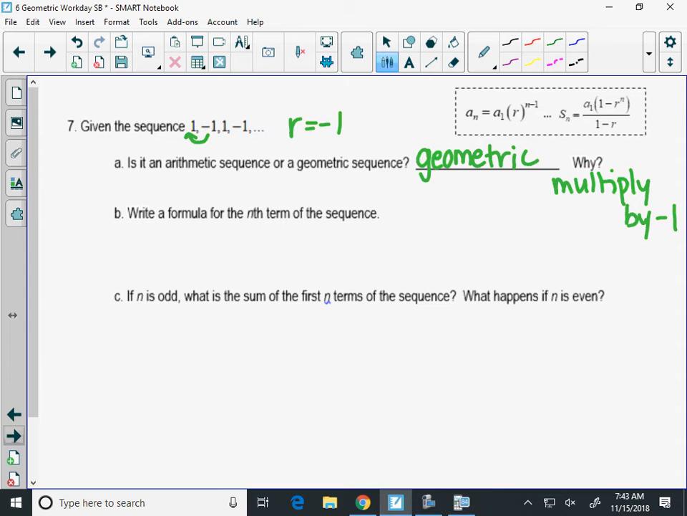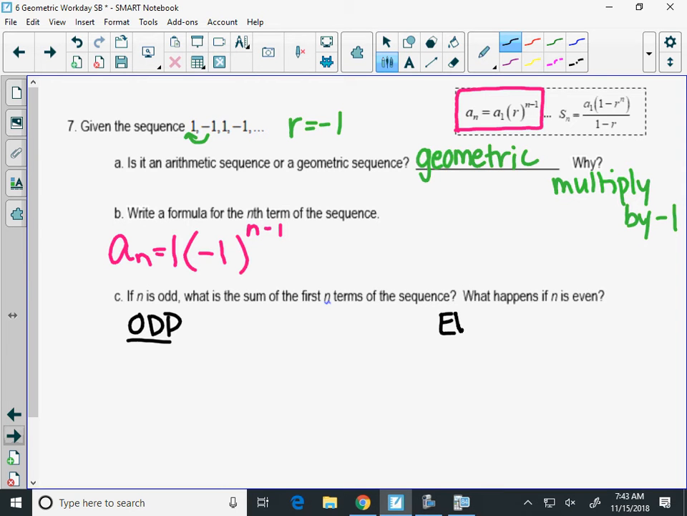So now that I know my common ratio, I can write an equation for the nth term. And if I'm finding the nth term, or just an equation for the sequence, I use the a sub n formula. Well, my a sub n formula starts with the first term, which here is 1, times the common ratio that I found of -1 to the n minus 1 power. Now it asks us some different questions this time. It says if n, the term number that you're finding, is odd, what's the sum of the first n terms? And then it says what happens if n is even.